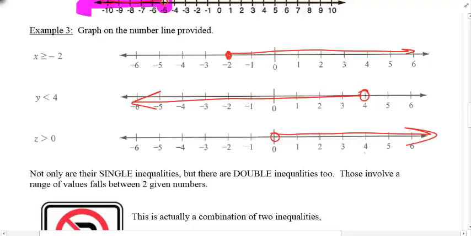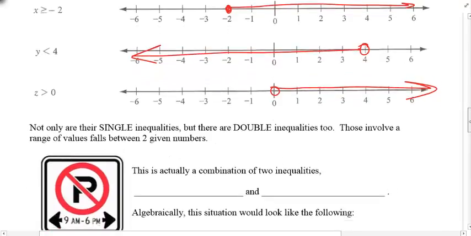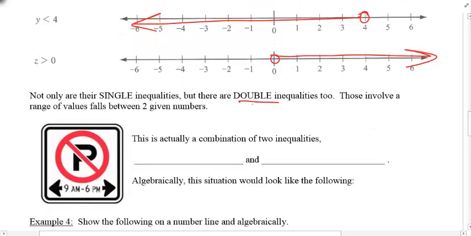That's it. Now, that's a single inequality, but lots of times there are what we call double inequalities. And these involve a range that falls between 2 given numbers. In this case, the no parking signs, you can't park between 9 a.m. and 6 p.m. So this is a combination of 2 inequalities. You can't park between these 2 times. So you can't park at 9 a.m. or more than 9 a.m., so bigger than or equal to 9 a.m., and less than 6 p.m.